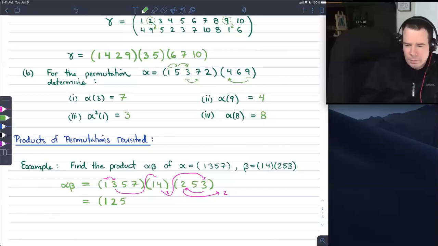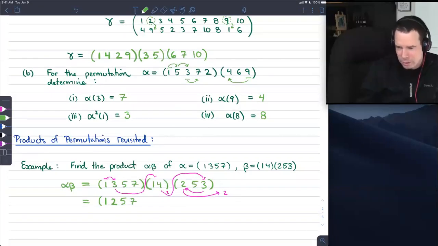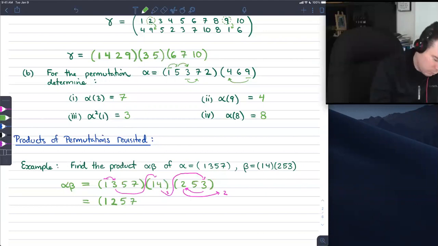And then the 5 goes in. The first cycle takes 5 to 7. And then the next 2 cycles don't have a 7 in them, so 7 just comes out. So 5 goes to 7. And then what does 7 do? 7 goes to 1 from the first permutation. And then you get into the second cycle. 1 goes to 4. And then 4 goes to 4 in the last one. So 7 goes to 4.